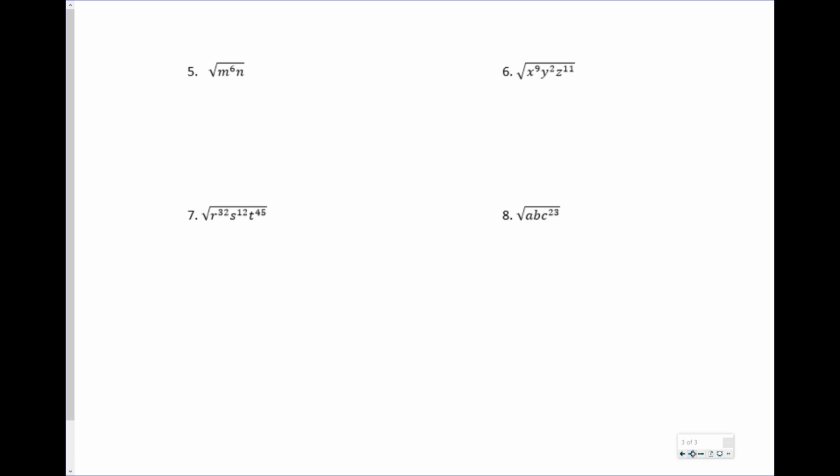Number 5, I've got m to the 6th n. Well, m to the 6th, it's like saying square root of m to the 6th times the square root of n. I can't do anything with the square root of n, so I'm just going to bring him down. But square root of m to the 6th turns into m to the 3rd. Divide that exponent by 2, take away the house.